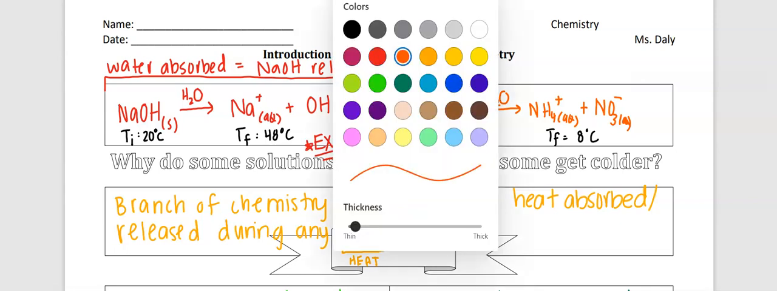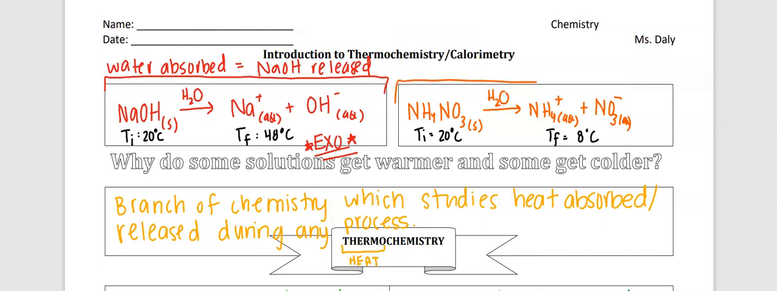In this instance, the water released energy to the salt. We know that because the water temperature decreases, which means that the NH4NO3 absorbs. Okay, therefore this is endothermic.